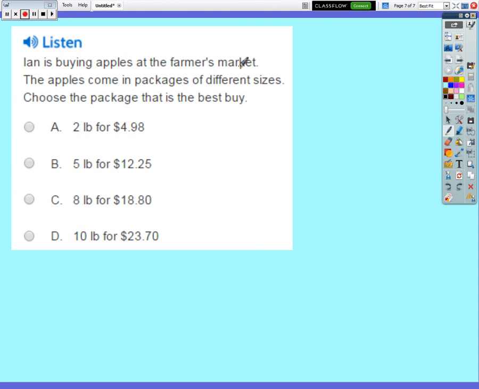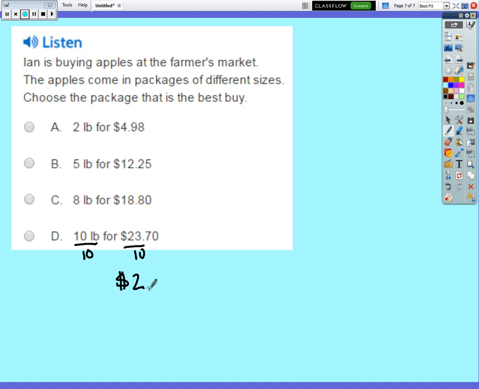Ian is buying apples at the farmer's market. The apples come in packages of different sizes. Choose a package that's the best buy. Well, 2 pounds for $4.98, 5 pounds for $12.25, 8 pounds for $18.80, or 10 pounds for $23.70. Well, this one's not bad. If I divide everything by 10, that just kicks the decimal over, kind of like we think about a metric conversion.